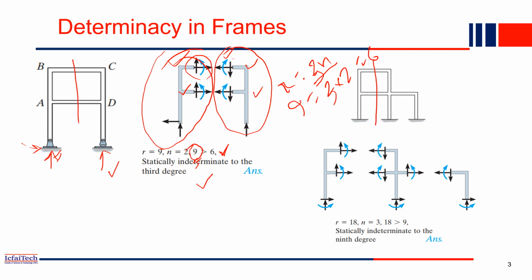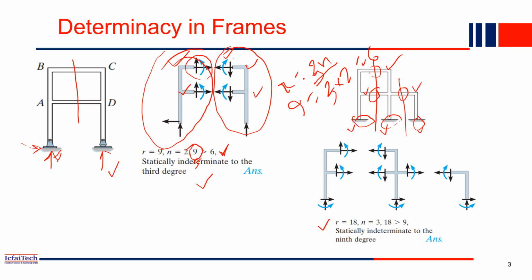So make a section here and make a section here. Whenever you make a section, you are exposing the internal forces. Here you will expose 3 internal forces, here 3 internal forces, and here 3 internal forces. And these are all fixed, so fixed means 3 reactions. So how many unknowns in total? 3 here, 3 here, 3 here, 3 here, 3 here, 3 here. So 6 into 3, 18. R is 18 here.